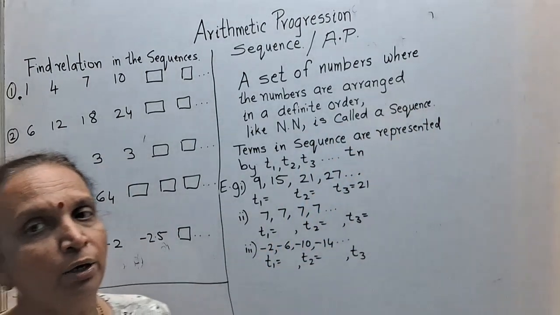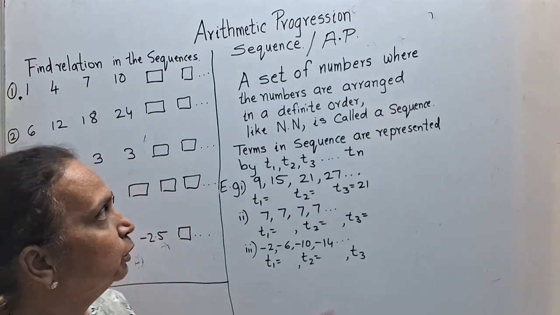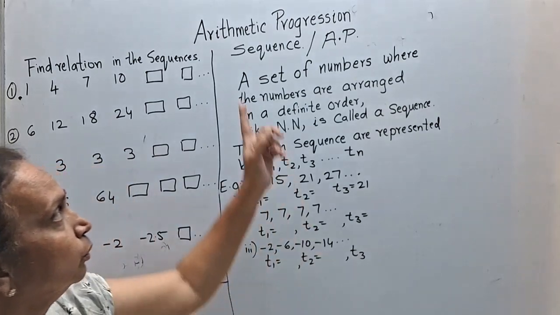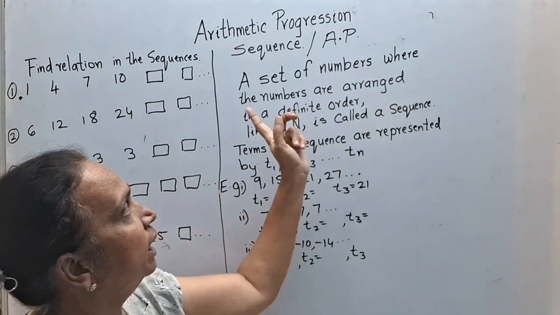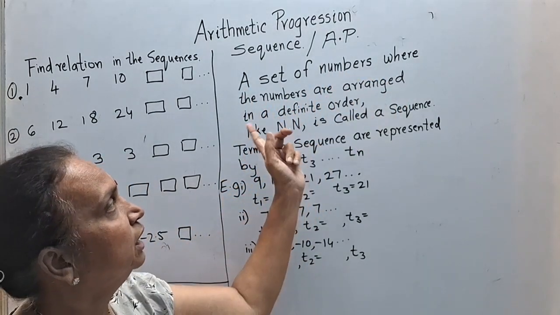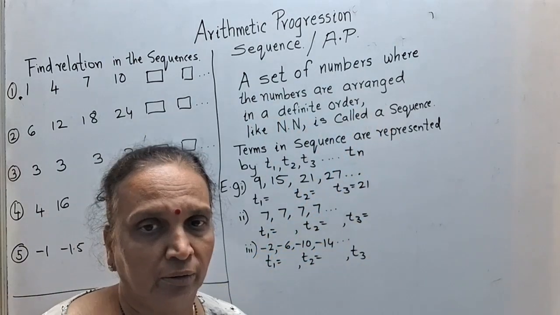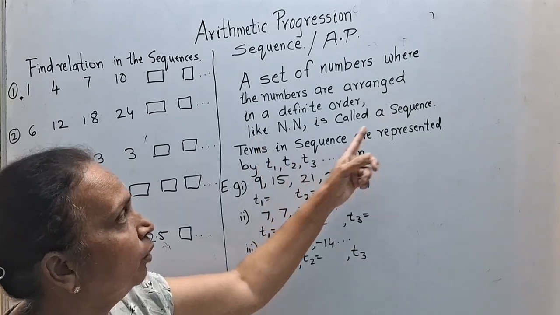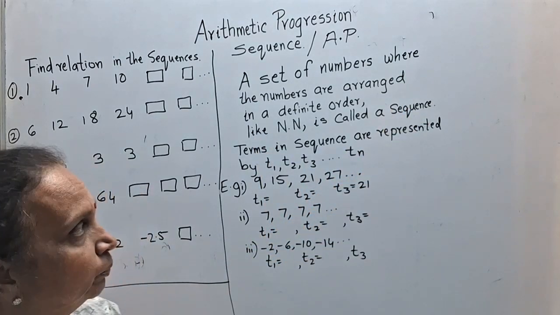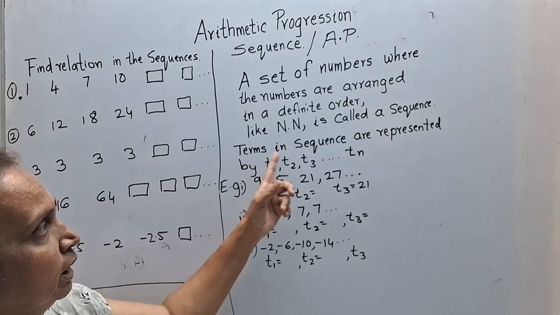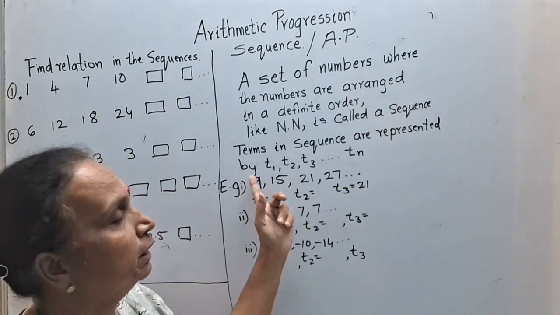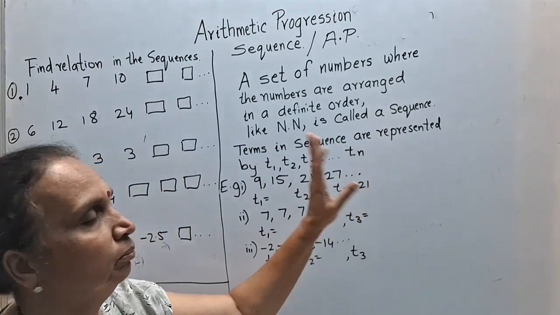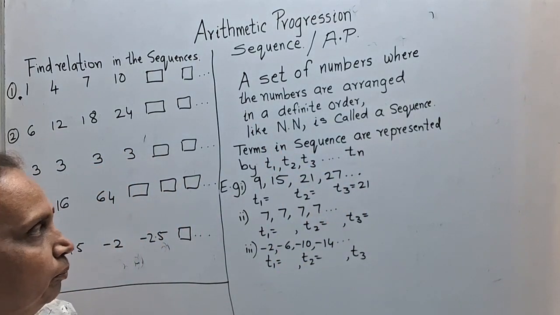So, like you say 1, 2, 3, 4, 5, 6, these are all natural numbers, or the set of whole numbers 0, 1, 2, 3. So, the set of numbers where the numbers are arranged in a definite order. There is some particular order in it, and that is called a sequence. Now the terms in the sequence are represented by T1, T2, T3, ... and the last term, that is infinite, which is Tn.